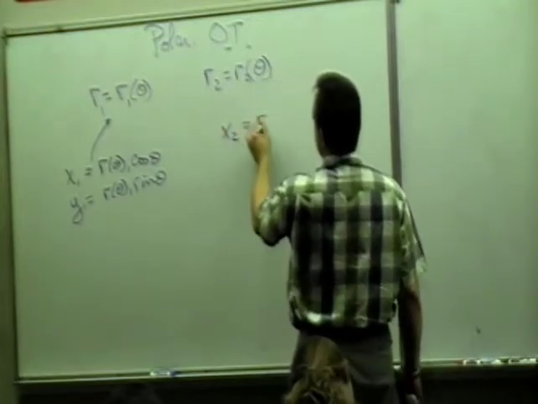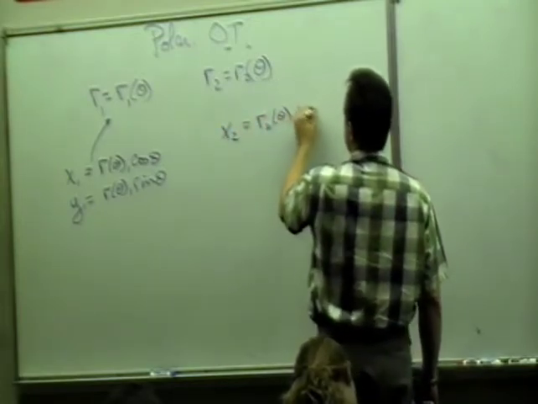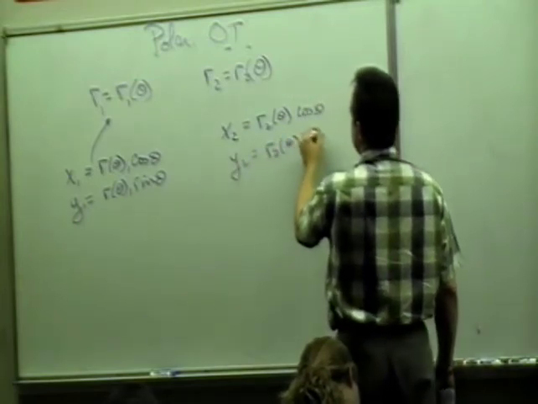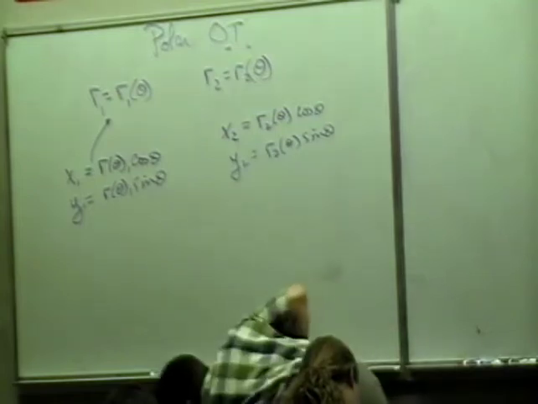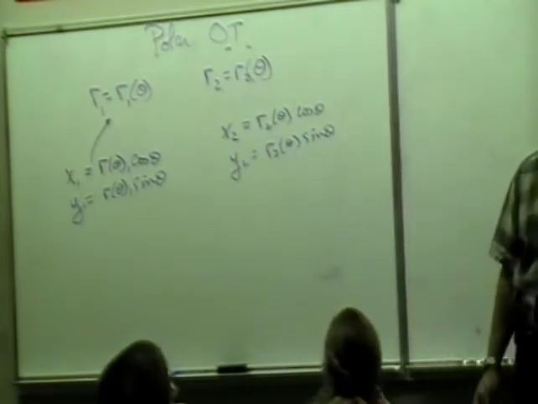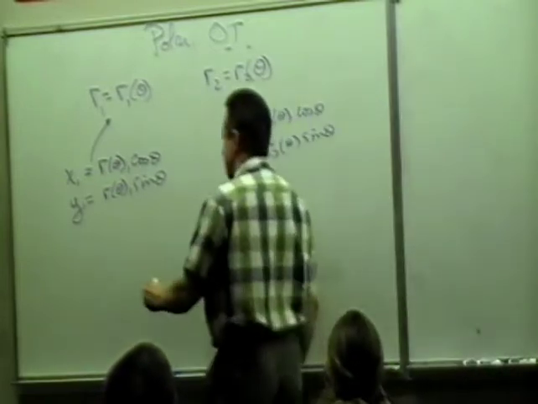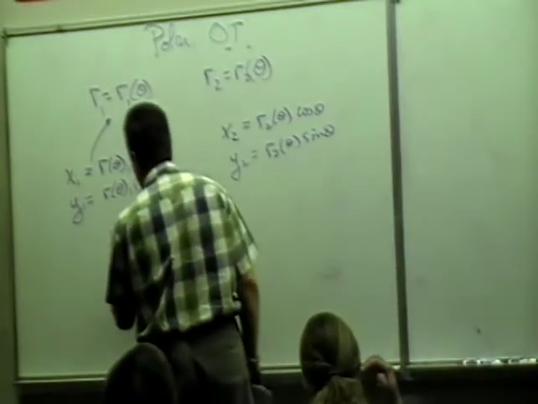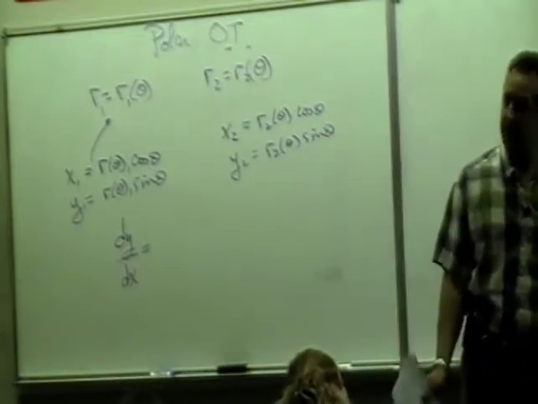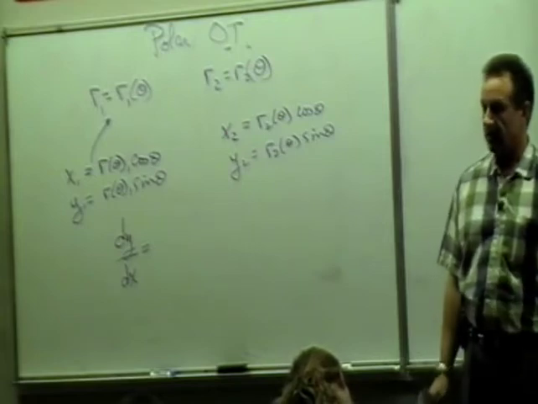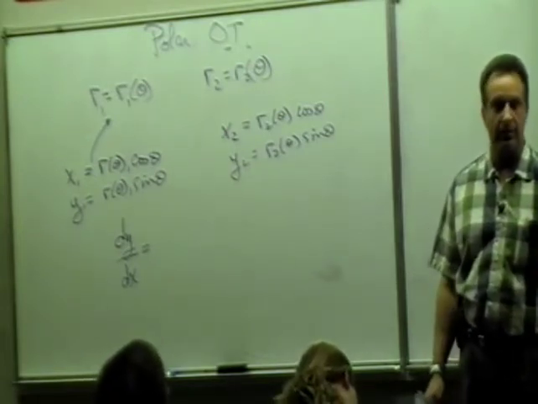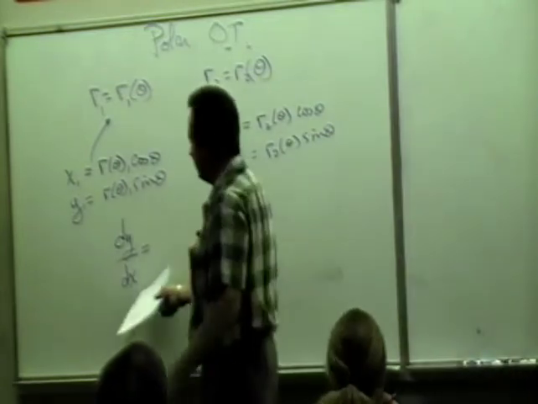x2 equaling r2 theta cosine theta, and y2 equaling r2 theta sine theta, correct? And then in Calc 2 did you find slopes of tangent lines to polar curves? Well, the slope of a tangent line, if you recall from yesterday, there's only one derivative that's going to give you the slope of a tangent line, right? And that's a rectangular coordinate derivative, the derivative of y with respect to x. That's the change in y over the change in x.